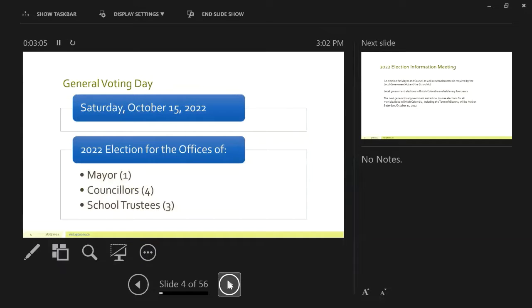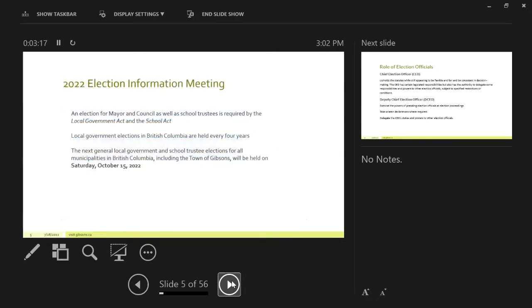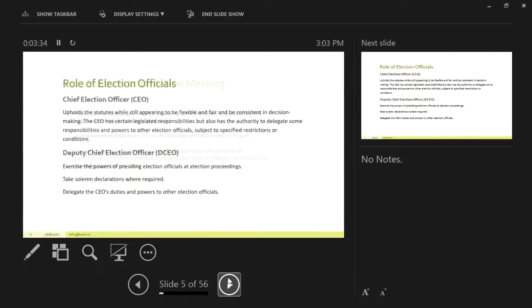So general voting day is Saturday, October the 15th, and we've got races for the offices of mayor, councillors, and school trustees. An election for mayor and council, as well as school trustees, is required by the Local Government Act and the School Act. Local government elections in BC are held every 4 years, and the next one is October 15th. You're going to hear that date a lot.